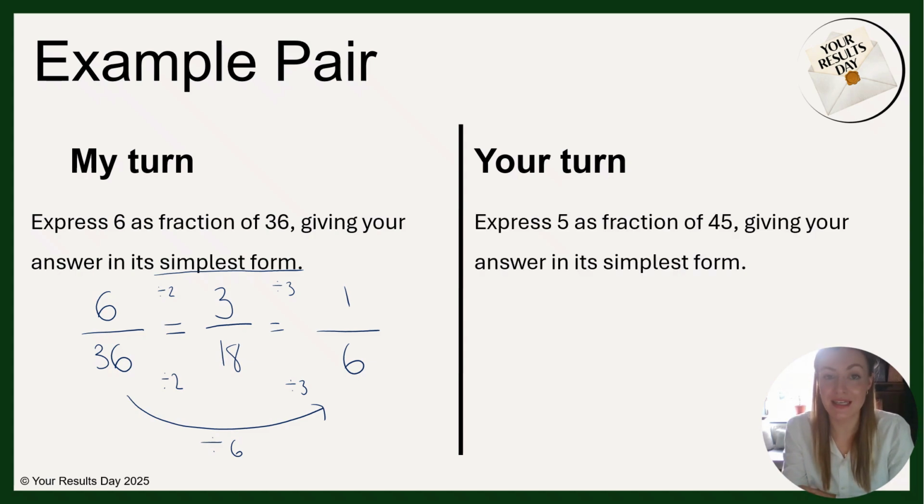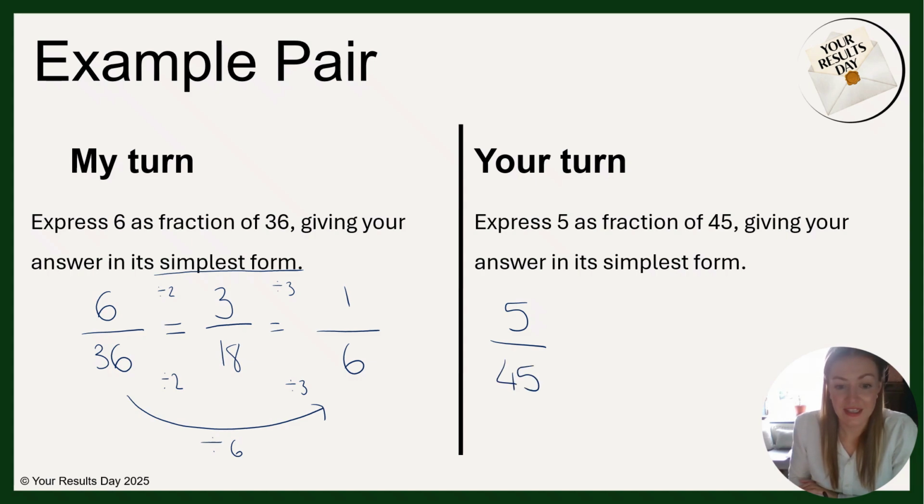Pause the video and hit play when you're ready to see the solution. With this one, we've got 5 as a fraction of 45. Both of these numbers are divisible by 5, so that would be 1 over 9.